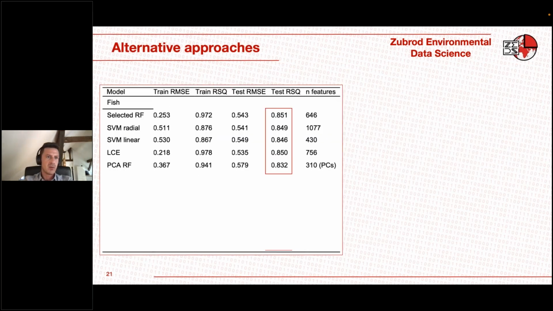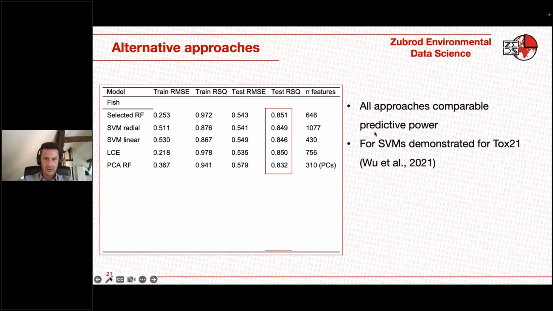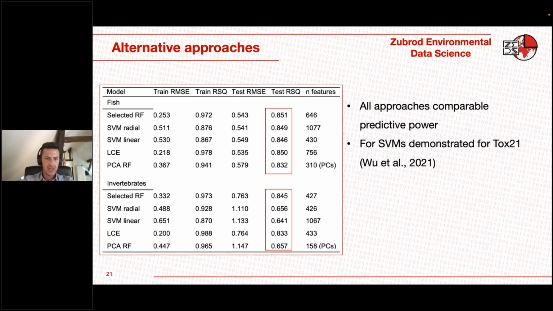And with these two models, we then went into the next step and tested for the suitability of our modeling approach, our modeling pipeline. And here you can see the results for our selected random forest model compared to the SVM approaches, the local cascade ensemble, and also the random forest that were built after reducing dimensionality using principal component analysis. Here again, the test R square, and we can see that all of these approaches for fish resulted in comparable predictive power. For support vector machines, it was shown before that they can result in similar predictive powers for toxicity prediction. But for invertebrates, the picture looked a bit different.